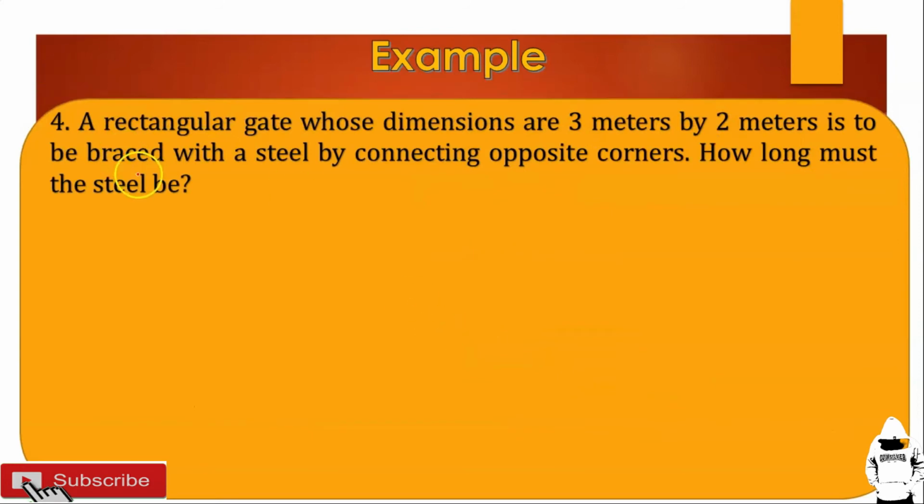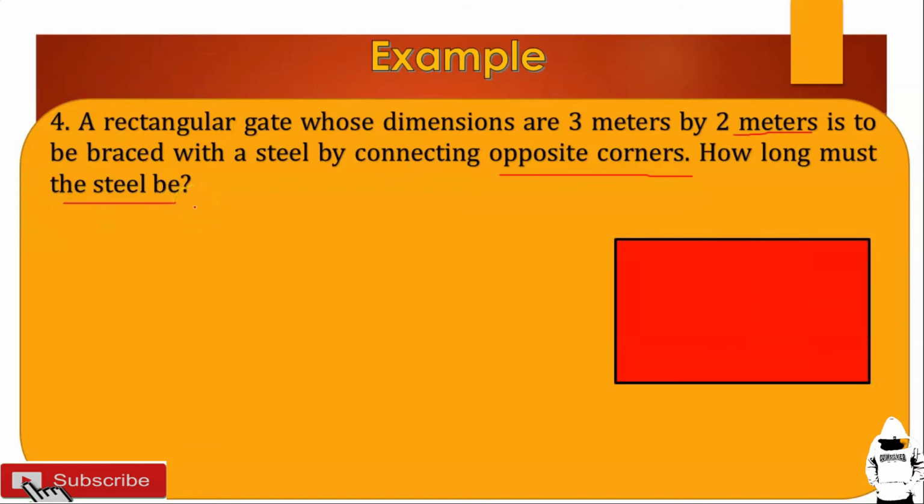Okay? So, let's have example number 4. A rectangle gate whose dimensions are 3 meters by 2 meters is to be braced with a steel by connecting opposite corners. How long must the steel be? So, let's consider this illustration. Ito yung rectangular gate po natin. Okay? And then, we have brace po dito yung with a steel by connecting the opposite corners. So, ito yung opposite corners po natin. Okay? And then, yung length natin is 3 meters. And then, the width is 2 meters. Okay? Hanapin natin yung length ng ating steel.